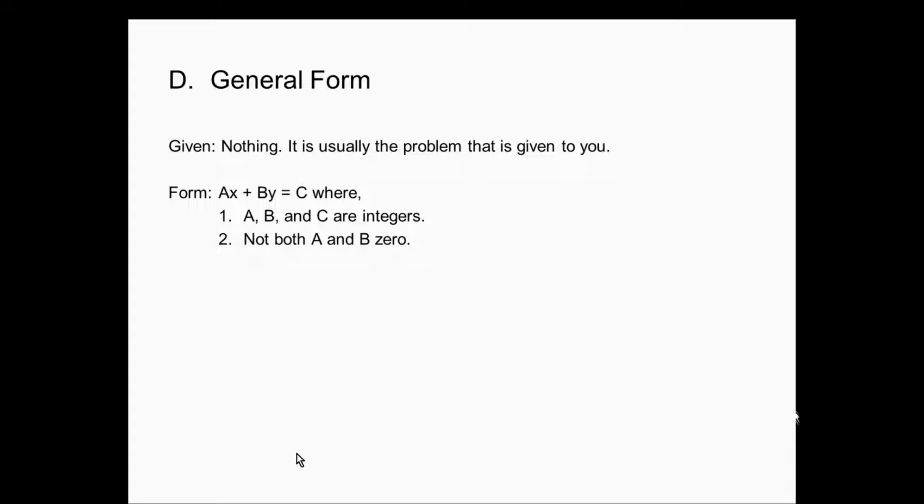Second condition, not both A and B are 0. Notice, if both A and B are 0, you'd have 0 plus 0 equals C. That forces C to be 0. So it's okay if one of A and B is 0, but they can't both be 0. And the third condition, A is greater than or equal to 0. The coefficient of x can't be negative. It's okay if the coefficient of y is, but the coefficient of x is not allowed to be negative. This is usually the condition that students forget about. Now personally, I like the general form because the coefficients are not allowed to be fractions. They have to be integers.